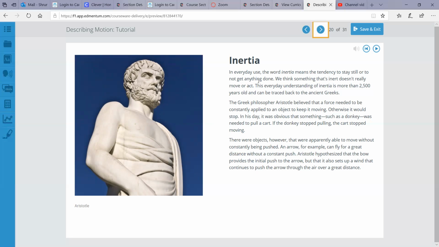However, there were objects that were apparently able to move without constantly being pushed. An arrow, for example, can fly for a great distance without a constant push. And he hypothesized that the bow provides the initial push to the arrow, but that it also sets up a wind that continues to push the arrow through the air over a great distance.